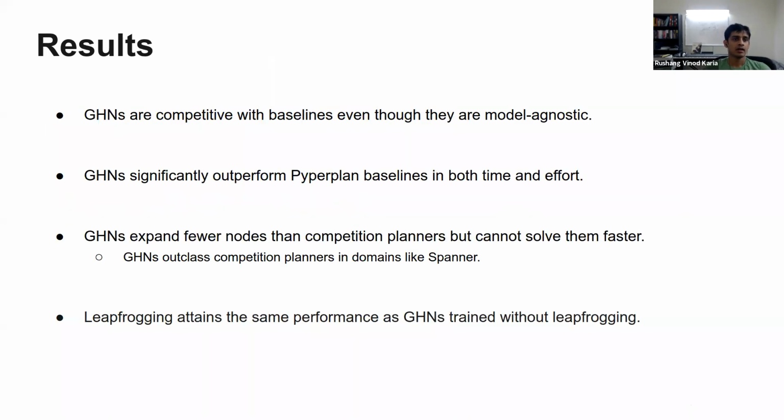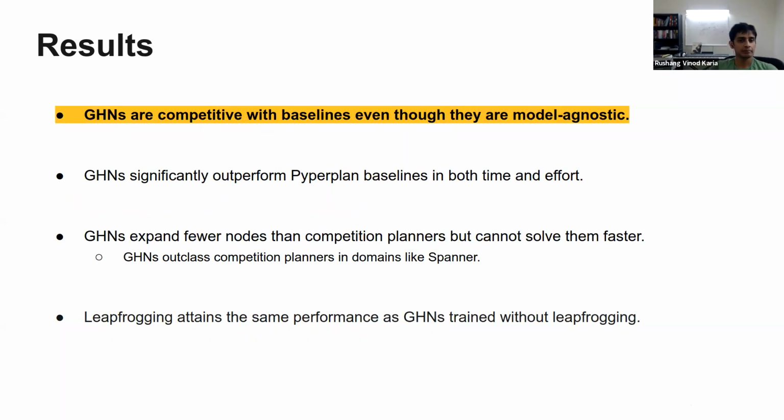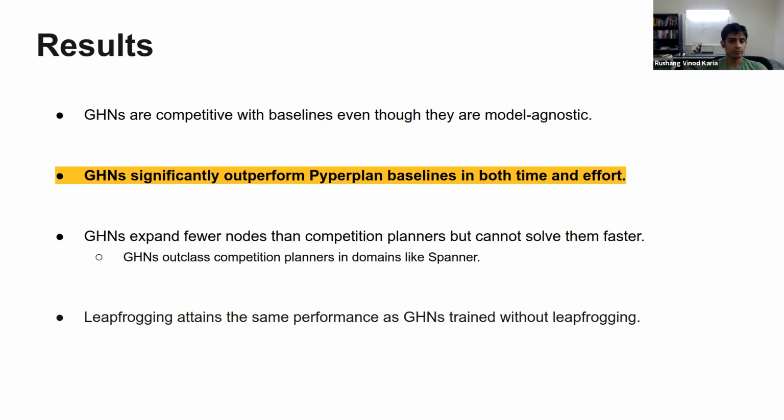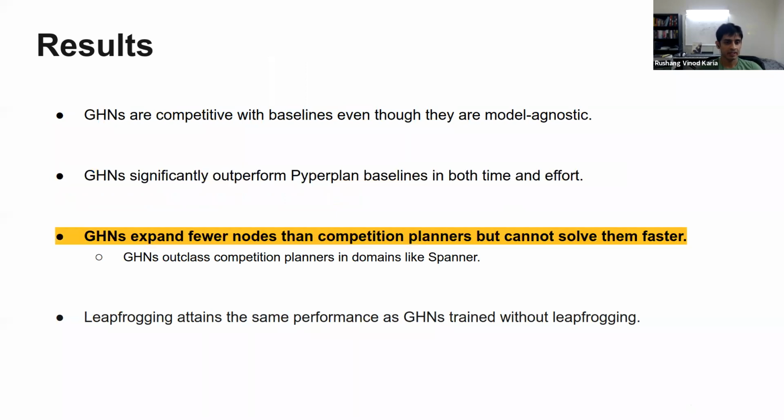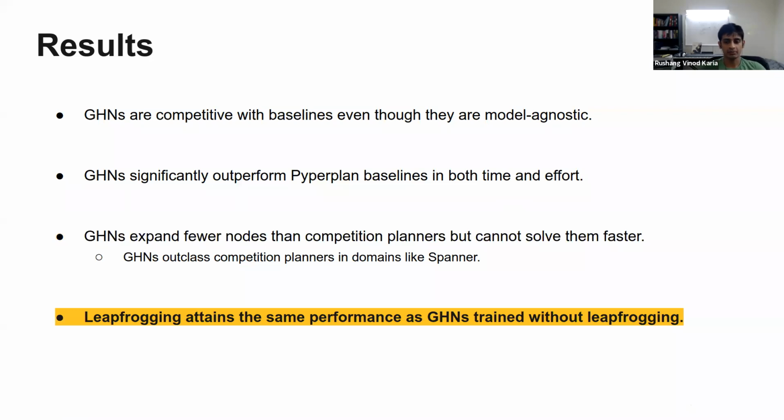Our results show that GHNs are competitive with the baselines, even though they do not use any information about the action models to come up with the heuristic estimates, indicating that they do learn structure of the solutions. We significantly outperform comparable baselines of Pyperplan in both the time required to compute a solution and also the effort expended. Our Python implementation expends less effort than competition planners, but cannot solve them faster. And leapfrogging attains the same performance as GHNs trained without leapfrogging.